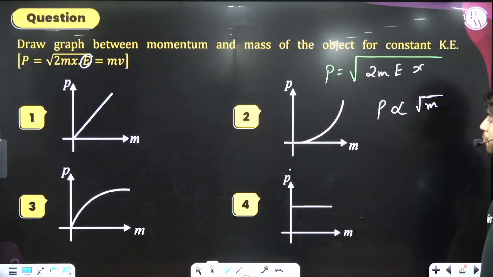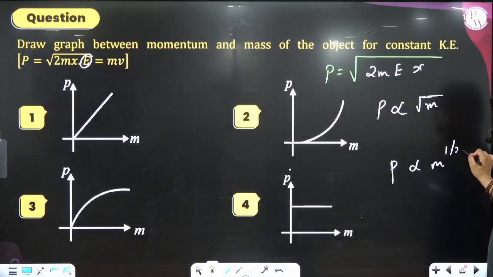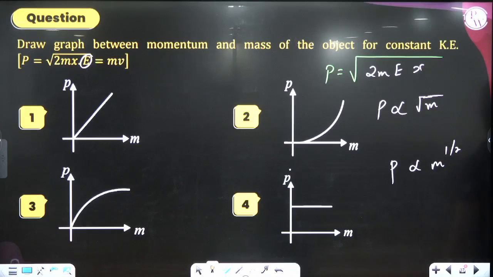What is momentum proportional to? It's proportional to root m. So P is proportional to m to the power 1 by 2. So these are the options in front of you. What is it going to be? Anyone? Quick. So what can we think regarding the situation?